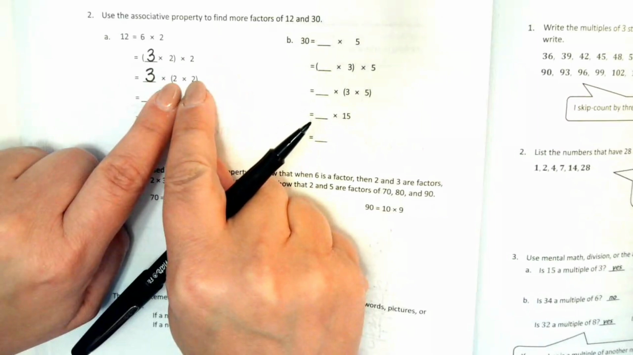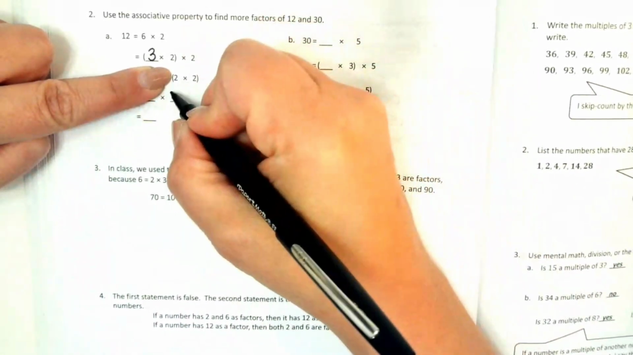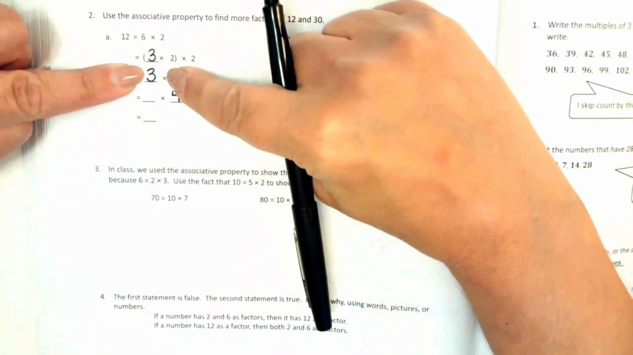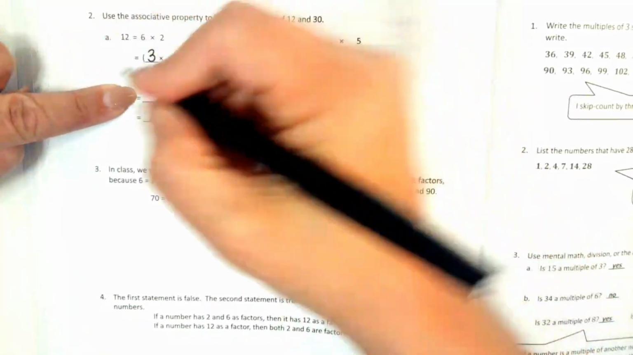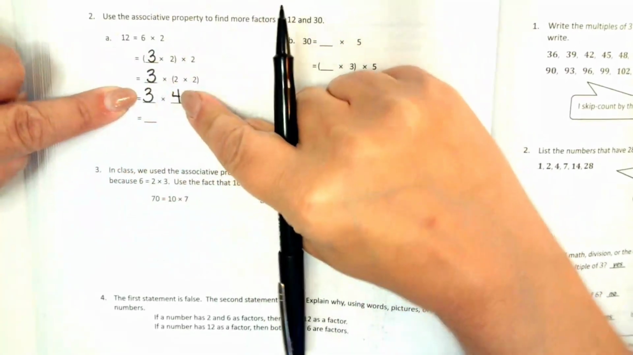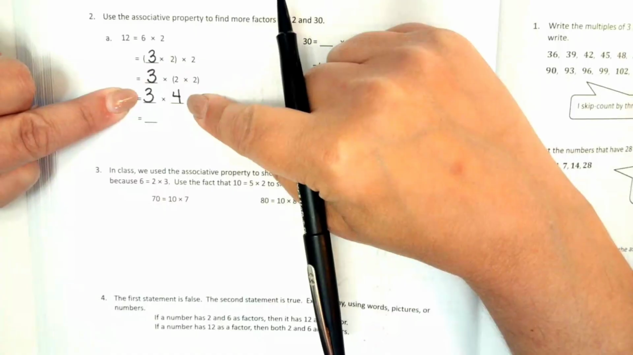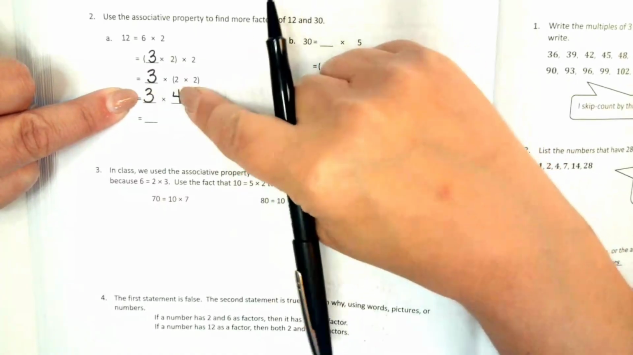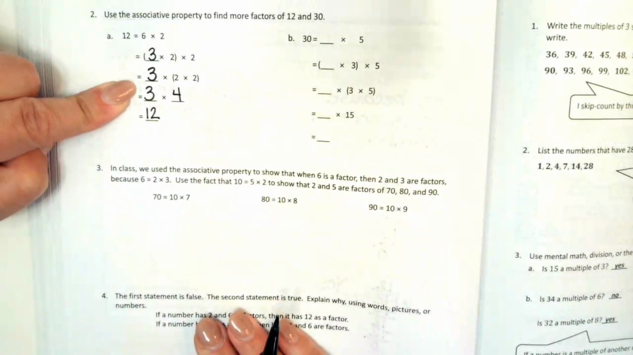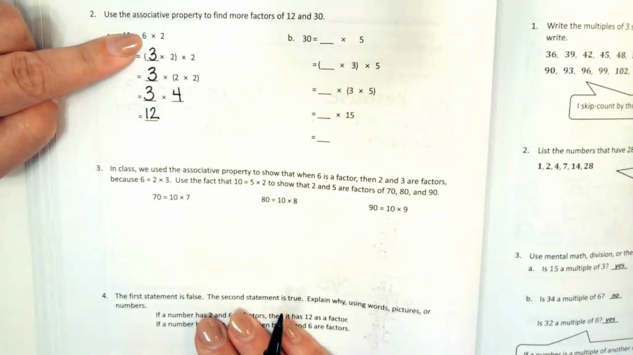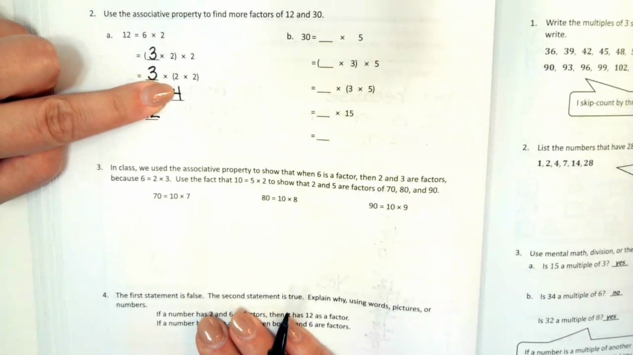So now we could fill in, what does 2 times 2 equal? That equals 4. And we still have 3 times the 2 times 2, so we move our 3 down here. So another multiplication fact that equals 12 is 3 times 4. 3 times 4 equals 12. So let's look at all the factors for 12 that we have. We have 6 and 2 and 3 and 4.